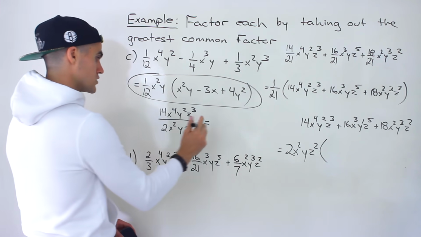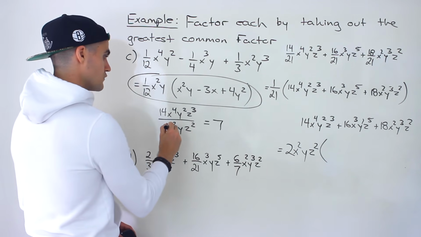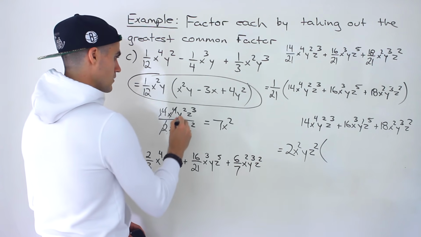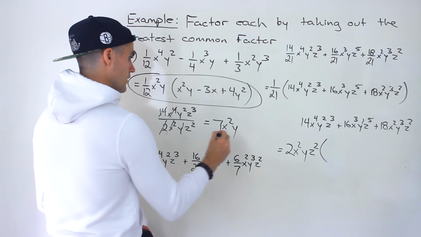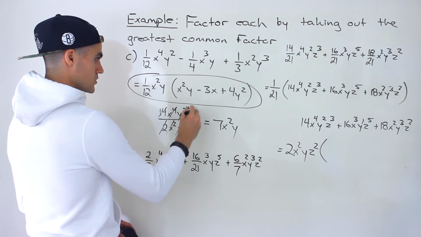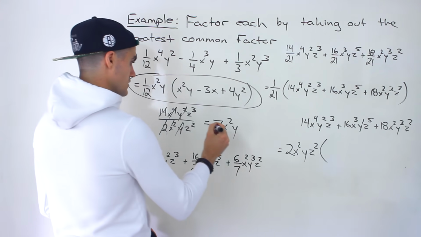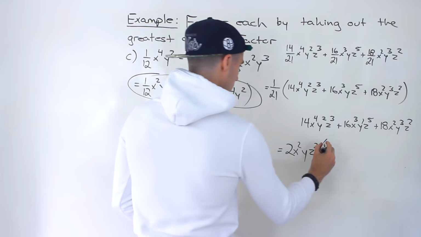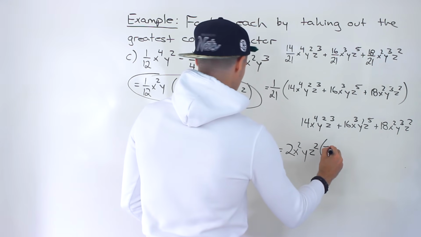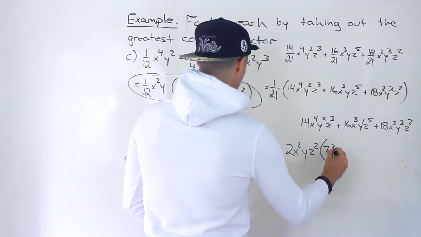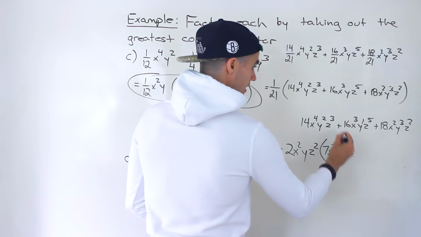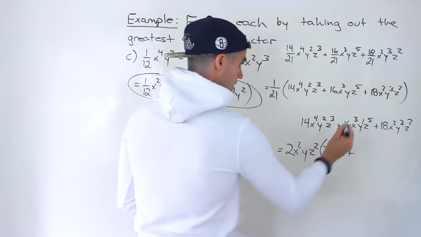Now 14 divided by 2 is 7. X to the 4 over x to the 2 is x to the 2. So we're done there. Y to the 2 over y to the 1 is just y. We're just subtracting the exponents here. Z to the 3 over z to the 2 is just z, like that. So here we're left with 7x squared y z, plus, right, we have a plus here, watch your signs.